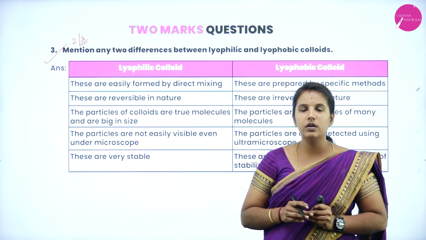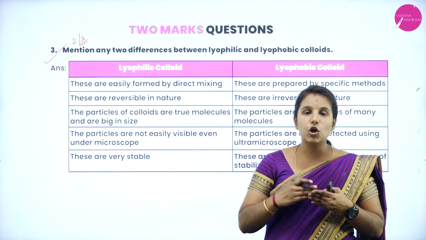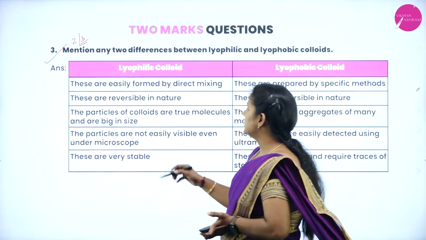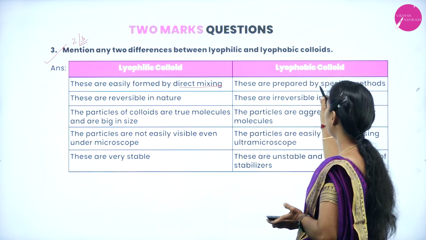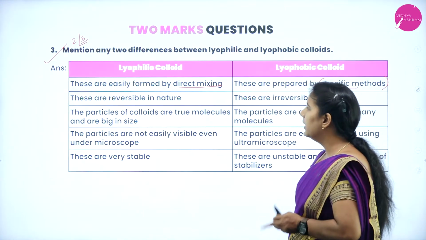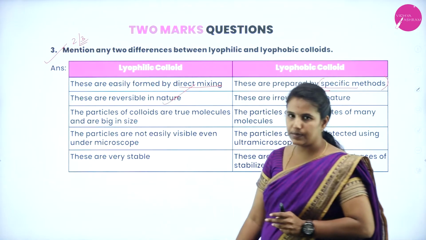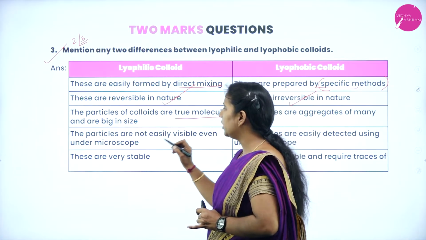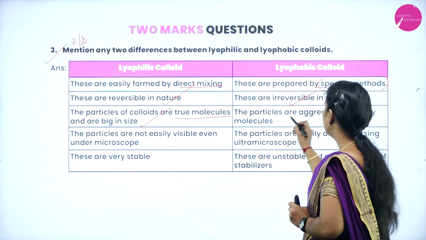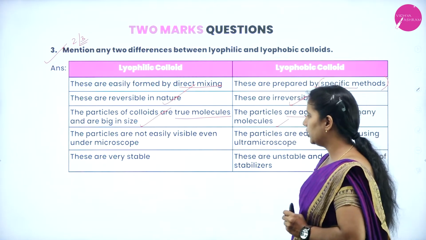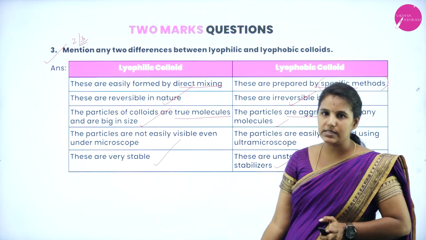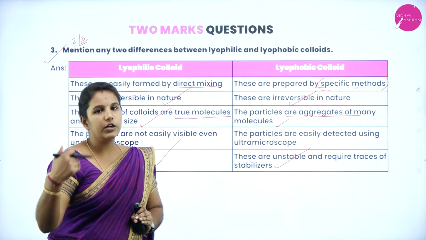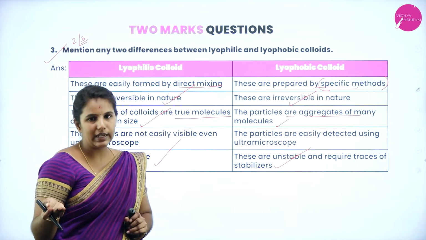Coming to the differences, we know that lyophilic means solvent-loving species, whereas lyophobic means solvent-hating species. Lyophilic colloids are easily formed by direct mixing, and lyophobic colloids are prepared by special methods. Again, lyophilic colloids are reversible in nature, whereas lyophobic colloids are irreversible. The particles of lyophilic colloids are true molecules and big in size, whereas in lyophobic colloids the particles are aggregates of molecules. Lyophilic colloids are highly stable, and lyophobic colloids are unstable. Like this, if you write any proper three differences, it's easy to answer for 2 marks if asked, or for 3 marks if asked.